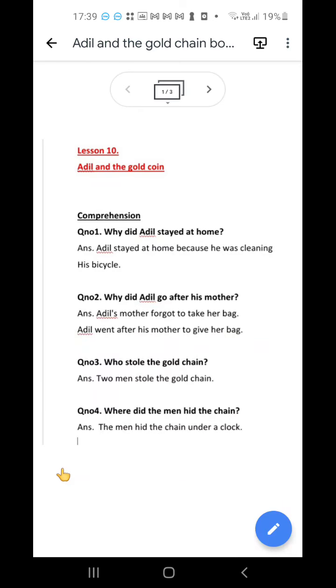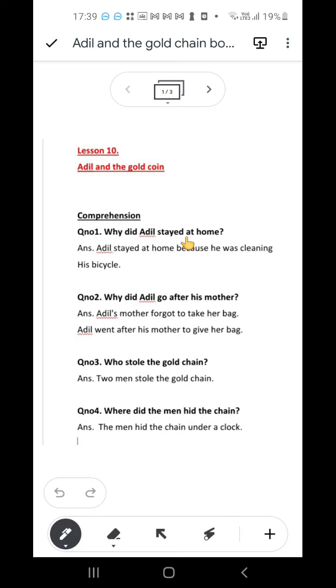Students, as you know, yesterday we did our lesson number 10, Adil and the Gold Chain. These are the question answers, the comprehension part of your lesson. The first question is, why did Adil stay at home? And the answer is, Adil stayed at home because he was cleaning his bicycle. You remember that? Question number 2 is, why did Adil go after his mother? And the answer is, Adil's mother forgot to take her bag and Adil went after his mother to give her the bag.